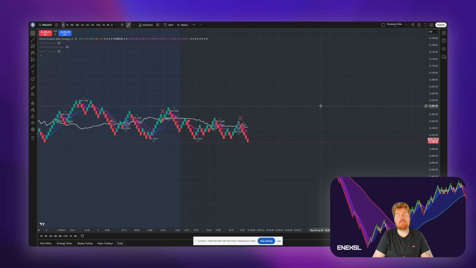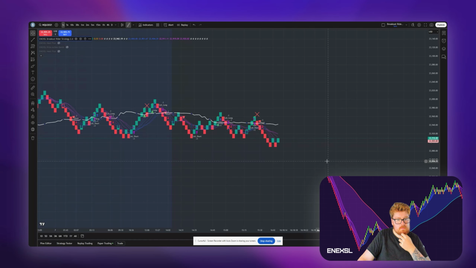The next groundbreaking addition to the Breakout Rider 2.0 is ENEXSL's custom-built support and resistance zones, helping you to effortlessly filter out trades that are entering high probability liquidity zones. Let's now take a look at how ENEXSL's support and resistance zones can keep you out of dangerous market conditions.